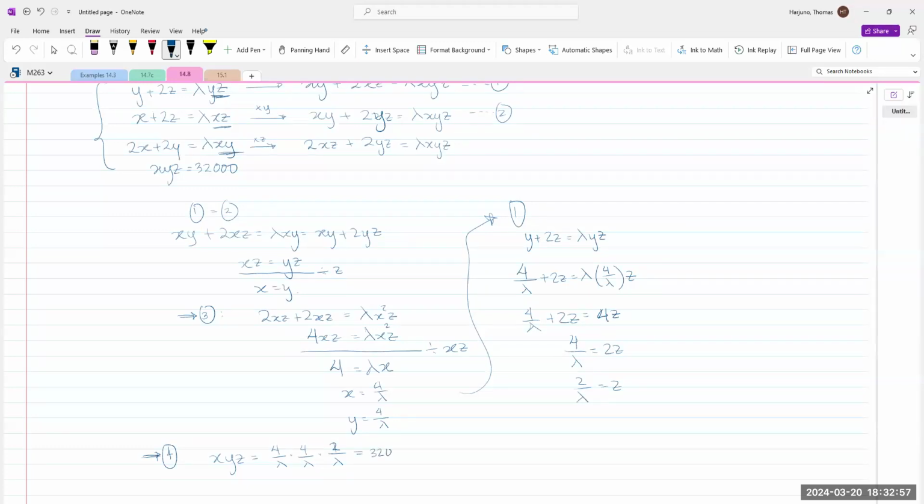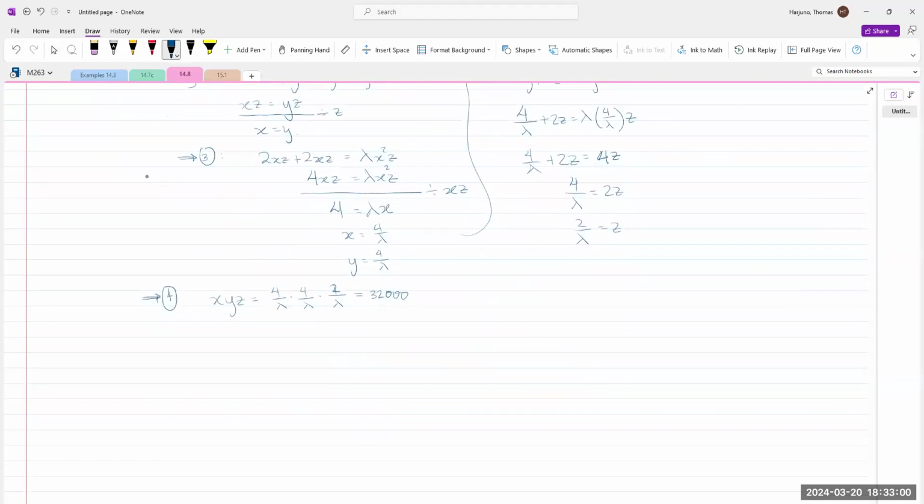Now this is equal to 32,000. So 32 over lambda cubed equals 32,000. So lambda cubed equals 1 over 1,000, so lambda equals 1 over 10. Actually, I don't need to. All I need is actually 1 over lambda cubed, so 1 over lambda cubed equals 1,000. So 1 over lambda equals 10. Why? Because then x equals 4 over lambda, that's 4 times 1 over lambda.